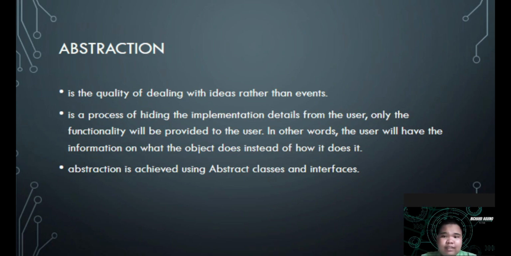Only the functionality will be provided to the user. In other words, the user will have information on what the object does instead of how it does it. In Java, abstraction is achieved by using abstract classes and interfaces. Pero ang i-discuss natin ngayon is using abstract classes and abstract methods.